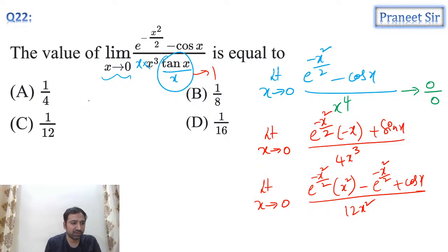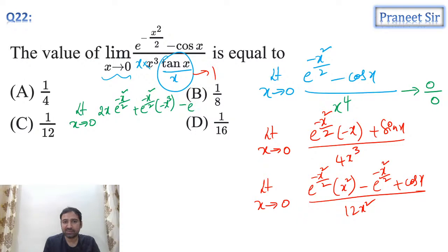If you apply L'Hospital rule one more time, limit x tending to 0, numerator differentiation is 2x into e power minus x square by 2, plus e power minus x square by 2 into minus x into x square, which is minus x cube, minus e power minus x square by 2 into minus x, which is plus x. Cos x differentiation is minus sin x, by denominator we are getting 24x. Right, so now we can simplify this.